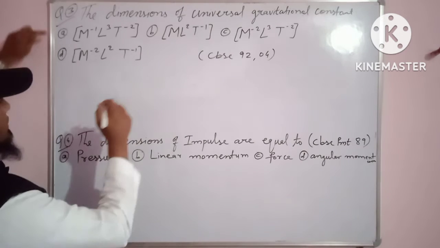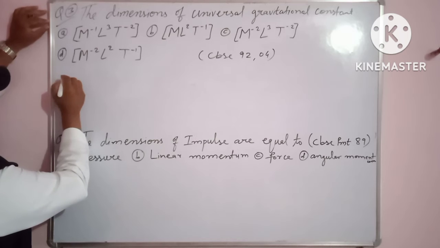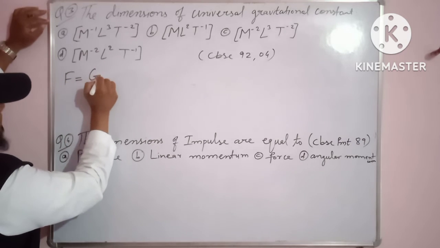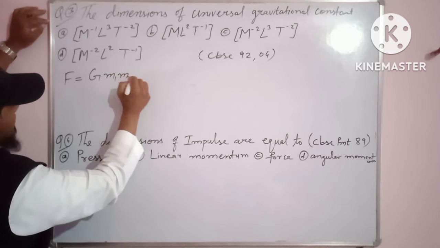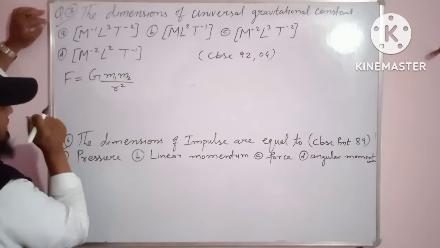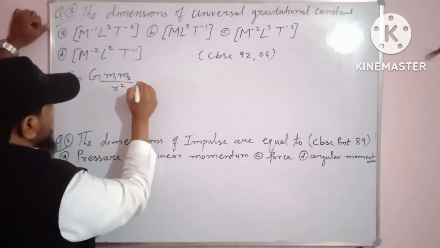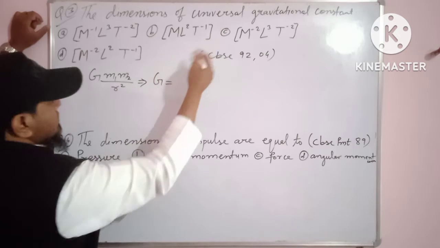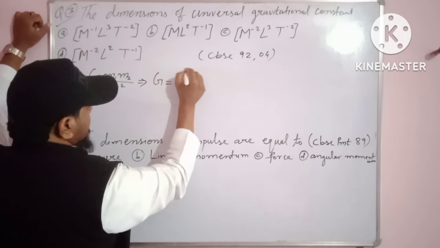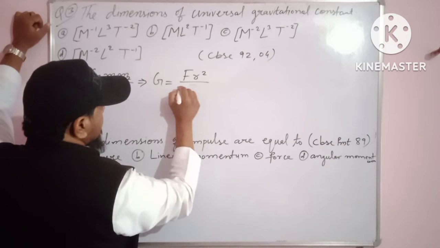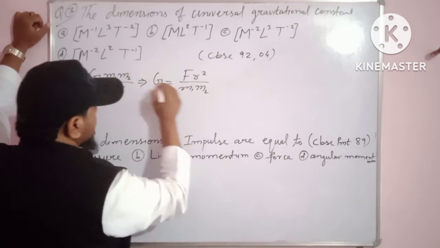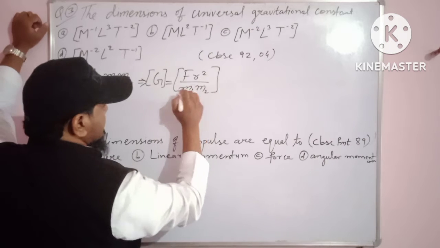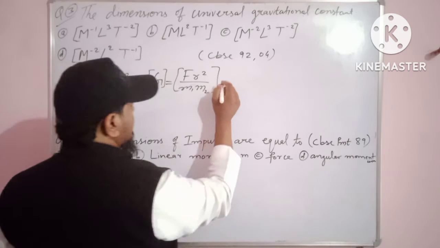Now what is the gravitational constant? We know that gravitational force F is equal to G m1 m2 upon r square. From this what we will get? Capital G, which is the universal gravitational constant, is equal to F r square upon m1 into m2. So the dimensions of the gravitational constant will be equal to dimensions of F r square upon m1 m2.